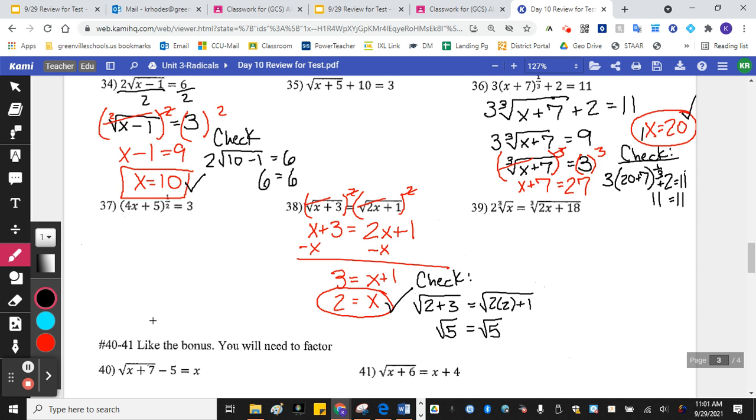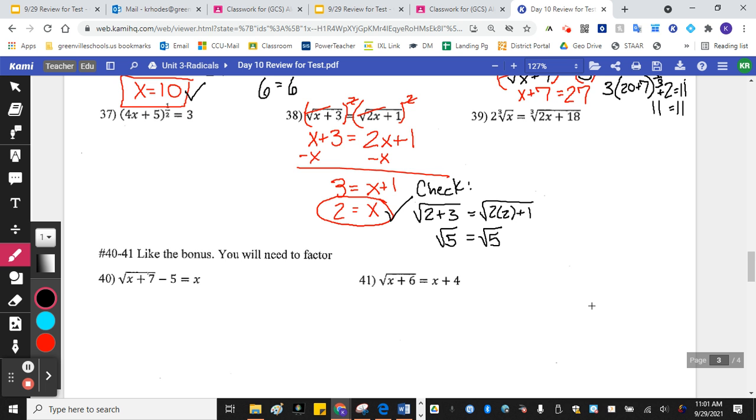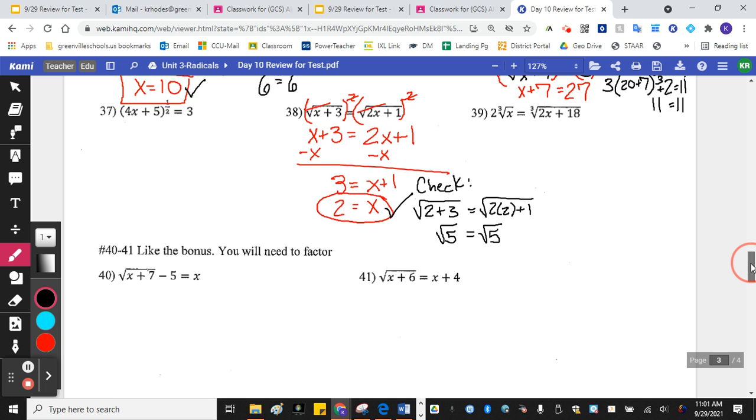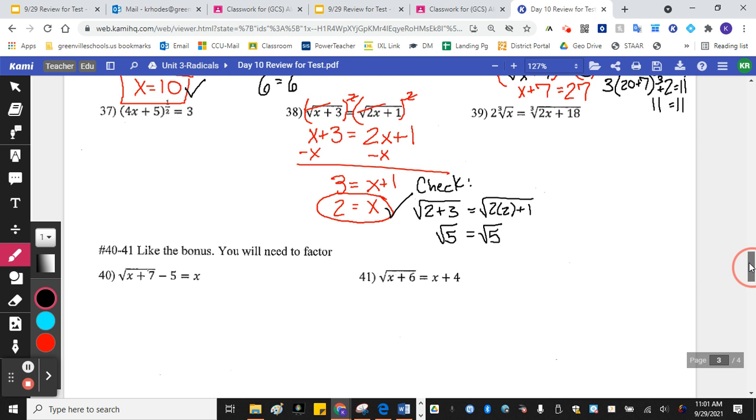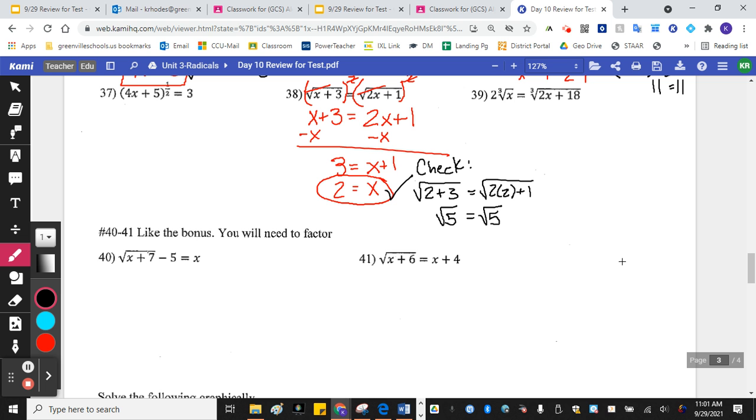All right, 40 and 41 is going to be your bonus for your test because it involves factoring. And guess what we're doing on Friday? Reviewing how to factor. We're reviewing how to factor on Friday because we need it for our quadratic unit. So we're going to talk about it right now, but I'm not going to teach it right now.